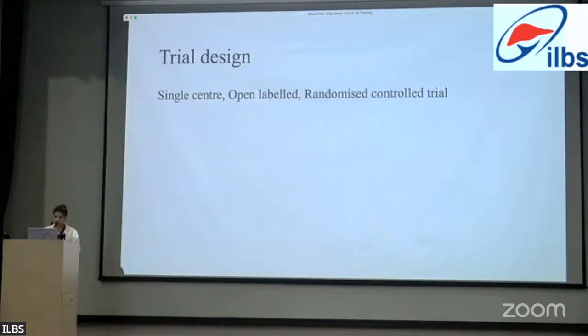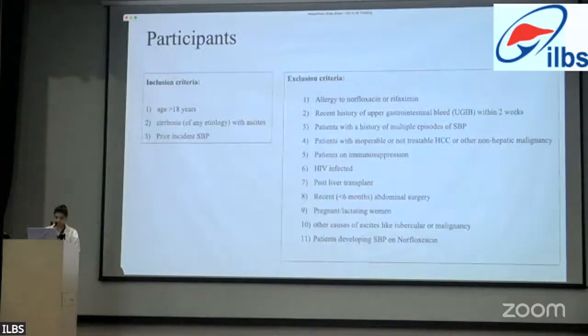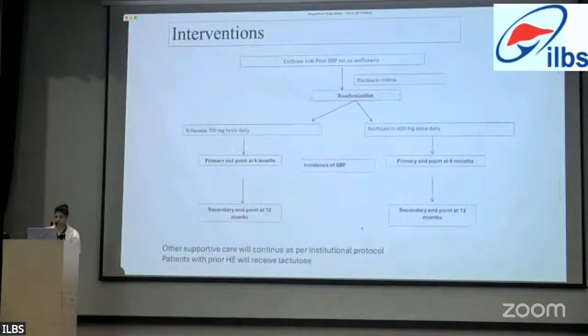Trial design: it was a single-center, open-label, randomized control trial. The inclusion criteria were age more than 18 years, cirrhosis of any etiology with ascites, and a prior SBP. Exclusion criteria included allergy to norfloxacin or rifaximin, recent upper GI bleed within 2 weeks, a history of multiple episodes of SBP, intolerable or untreatable HCC or non-hepatic malignancy, immunosuppression, post-liver transplant, less than 6 months since abdominal surgery, lactating mothers, other causes of ascites like tubercular or malignant, and patients developing SBP on norfloxacin. Now, this was how the study was randomized.